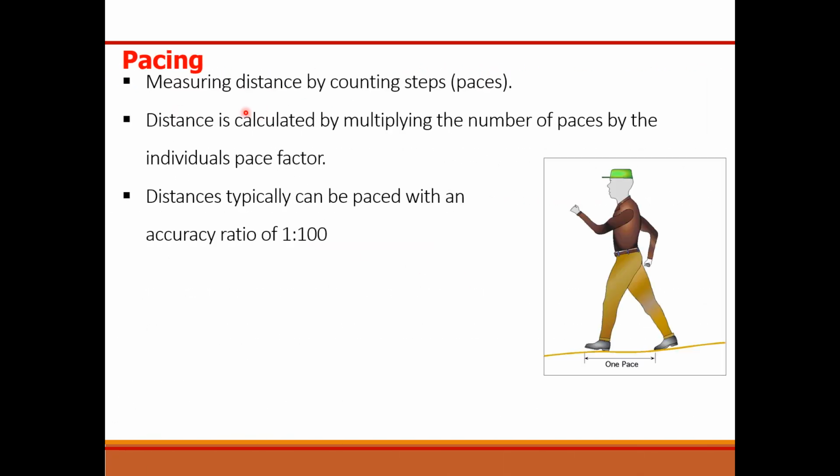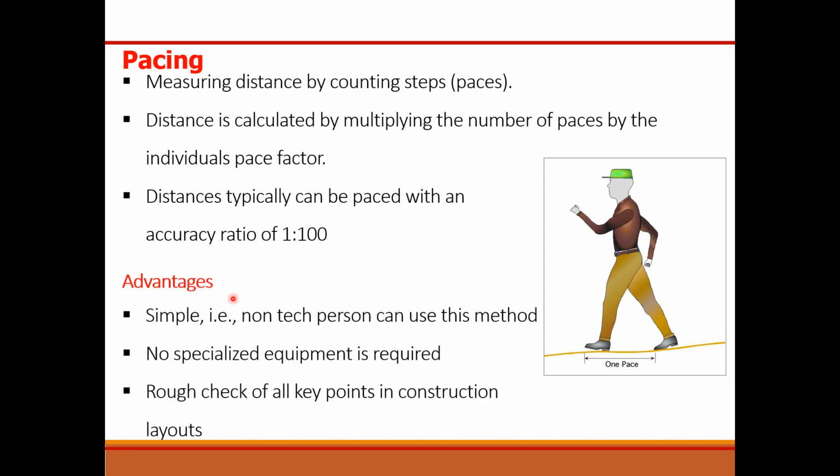First of all, the pacing. It is a technique used to measure the distance by counting the steps. Distance is calculated by multiplying the number of paces by the individual pace factor or the individual pace standard length. Distances typically can be paced with an accuracy ratio of 1 in 100.